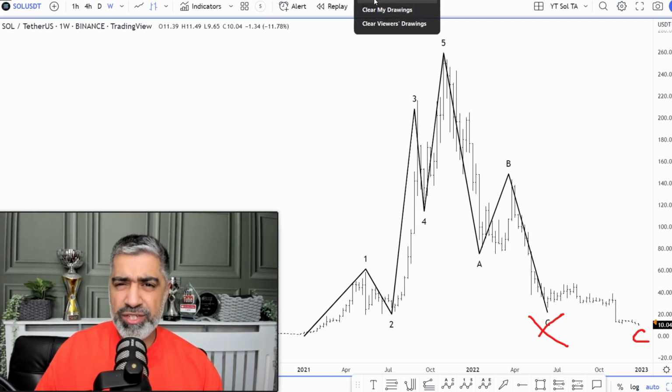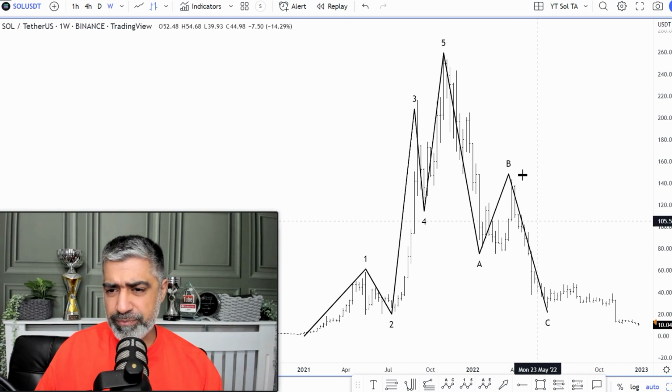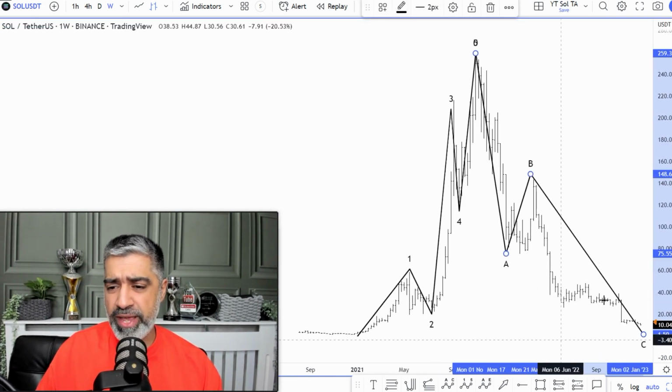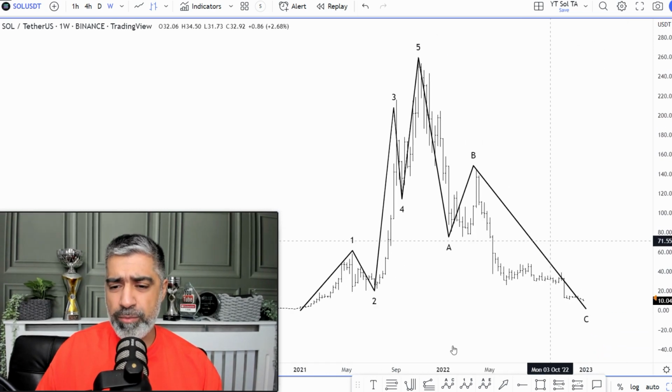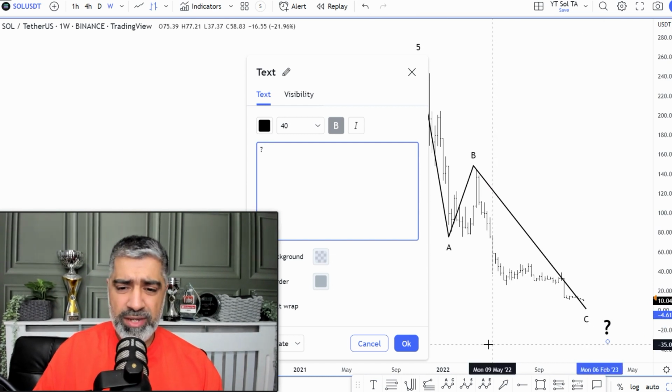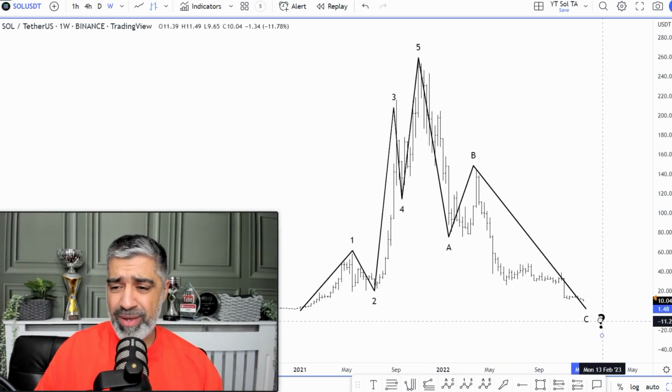So it's a couple of things I want you to just cover over here. We can just extend this over to say, look, it doesn't look like it's over yet. It looks like we still got some movement to go. Just like with Bitcoin, it's good practice just to put a question mark to say, look, it hasn't been completed yet. We haven't got confirmation.